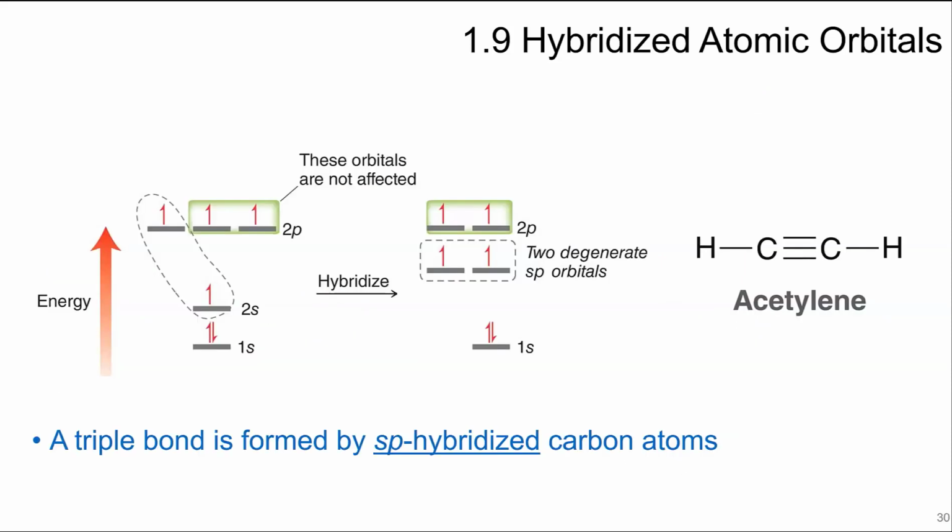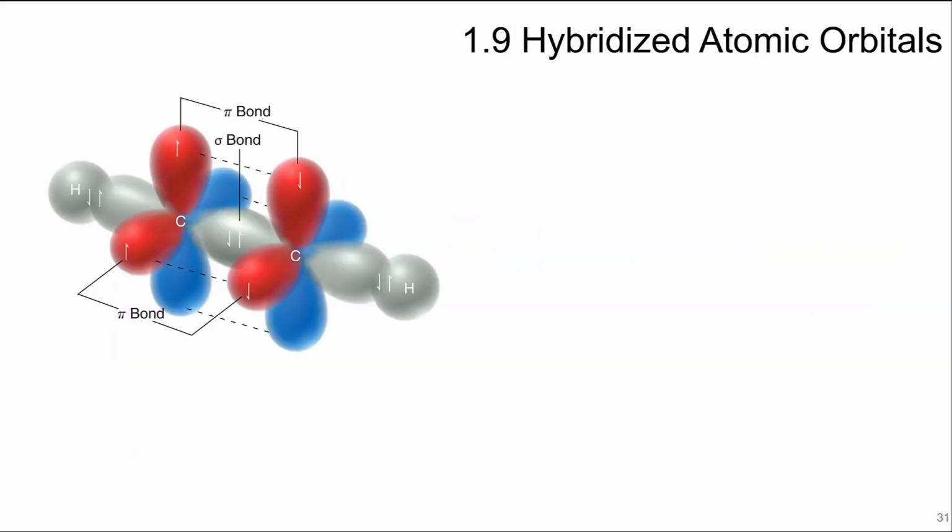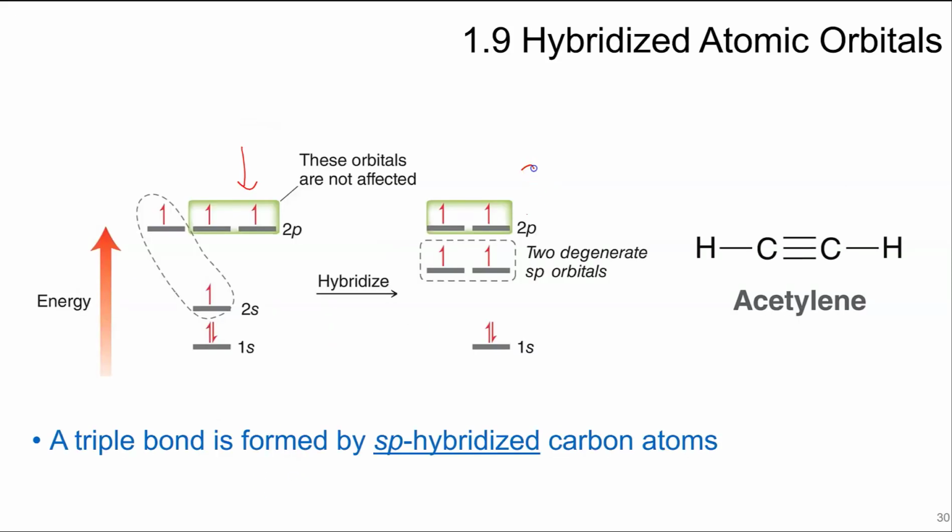A triple bond is formed here, this is acetylene, by hybridizing the sp orbital. So just the s and the p carbon, and then there's 2 p orbitals here. So we have 2 degenerate sp orbitals and then 2 p orbitals. This is the triple bond. So one triple bond has 1 sigma bond and 2 pi bonds. We saw the 2 pi bonds here. 2p equals 2 pi. And then these are the sp.